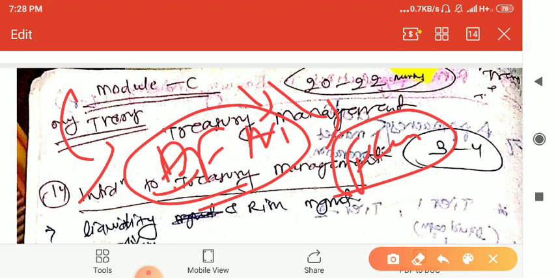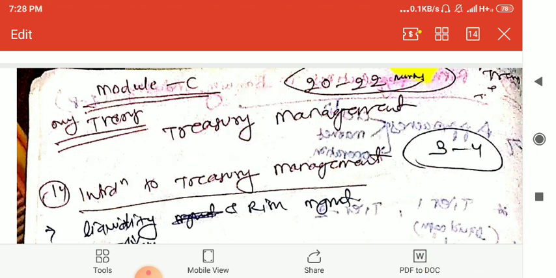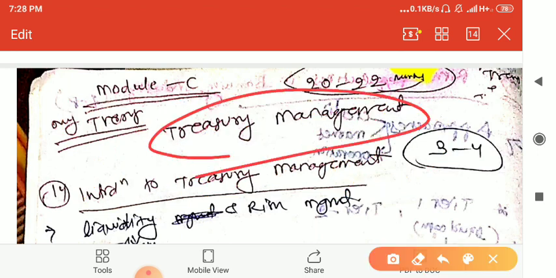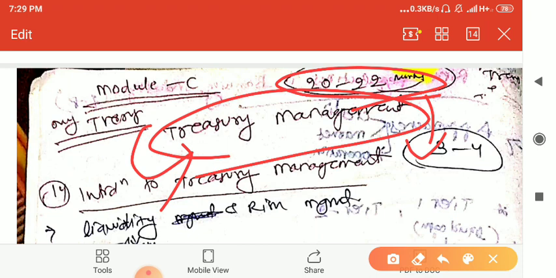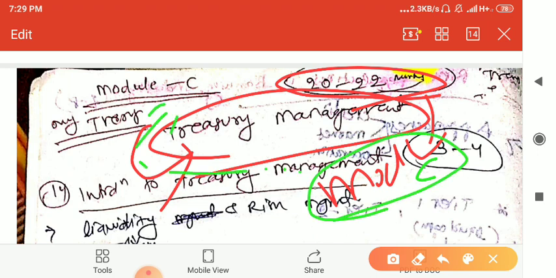In module C, this is Treasury Management. You can expect 20 to 22 questions from this, and sometimes they ask more questions from module C. So try to cover this as soon as possible. It will take something like 1 to 2 or 3 hours to cover this module C, so try to cover this after completing module A, or you can take your own order.